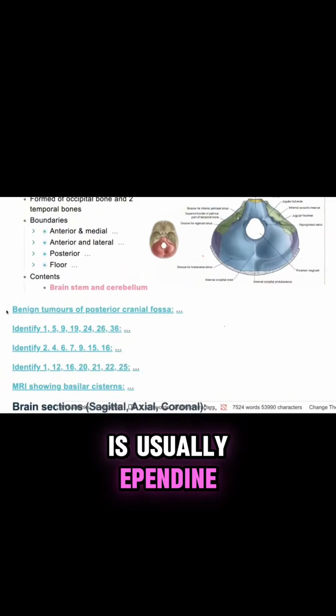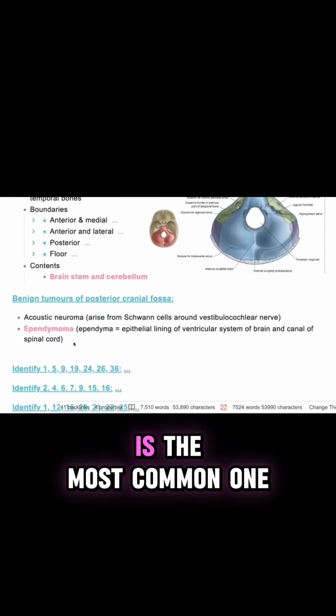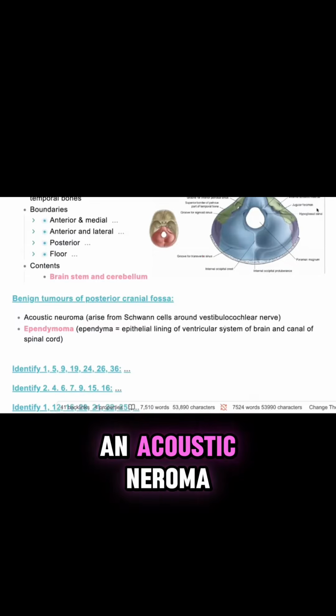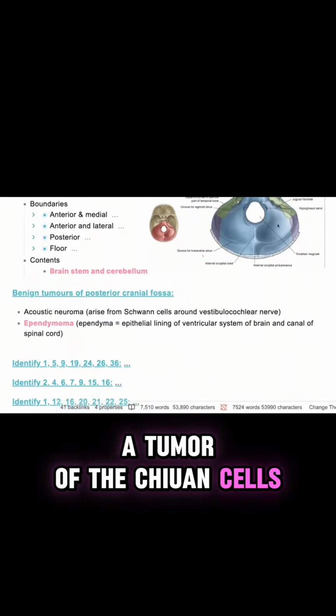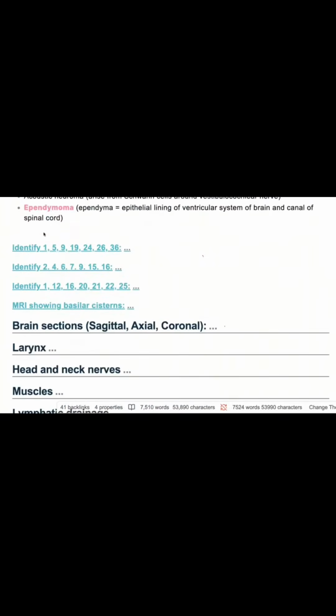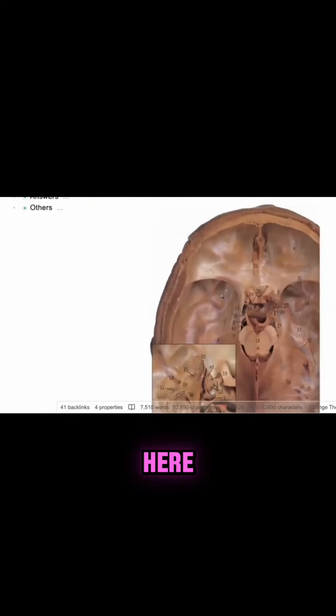It's usually ependymoma, the most common one, and acoustic neuroma, which is a schwannoma or a tumor of the Schwann cells of the vestibulocochlear nerve. Lots of things to identify here.